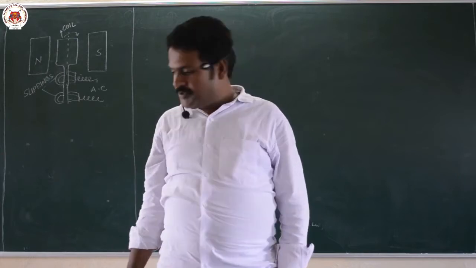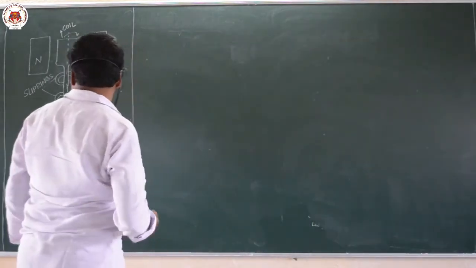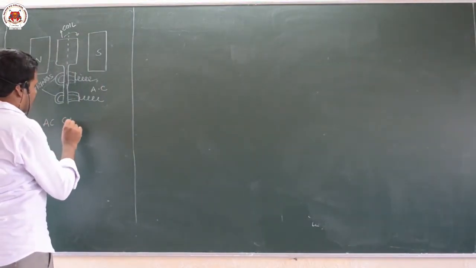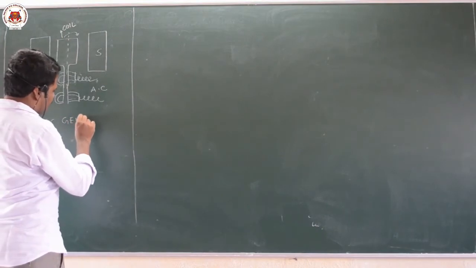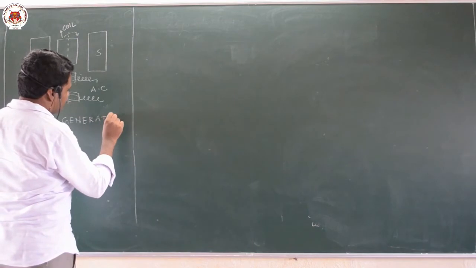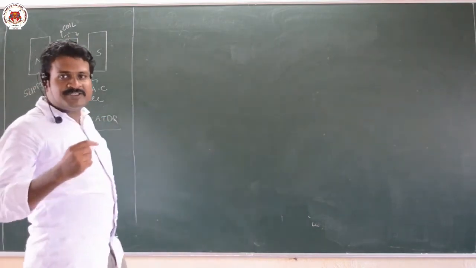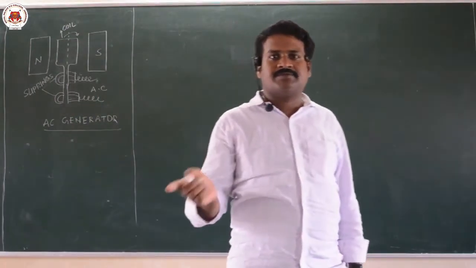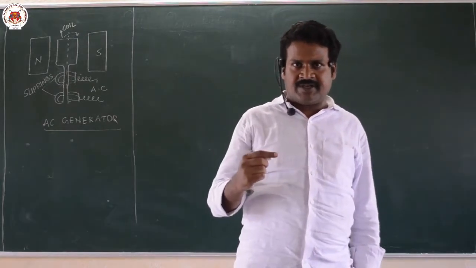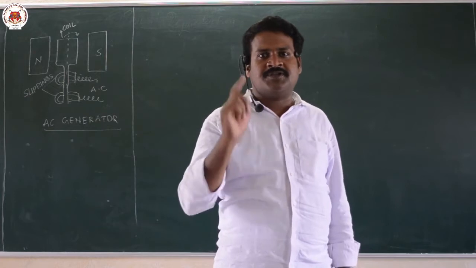In this video I am going to discuss the AC generator, the alternating current generator. The AC generator works on the principle of electromagnetic induction. What is the principle of electromagnetic induction? When magnetic field lines are cut, we will get EMF. Faraday's first law: when the magnetic flux linked with a coil or conductor changes, we will get EMF.